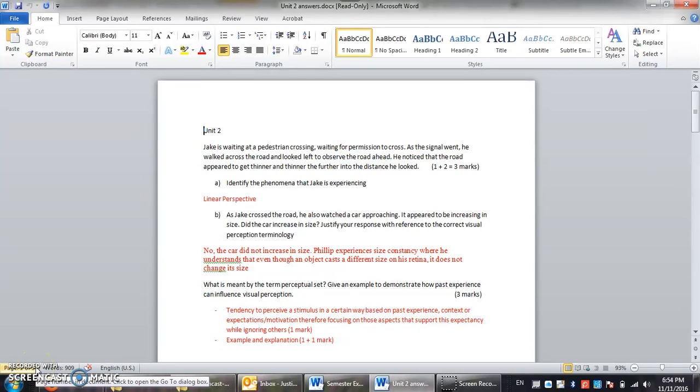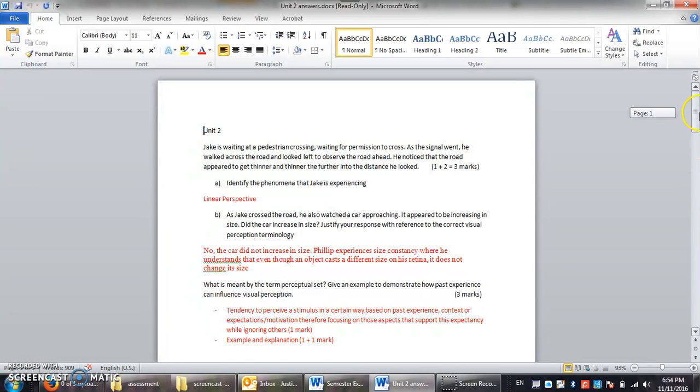Alright fellas, so now we're at question number 9. Jake is waiting at a pedestrian crossing, waiting for pedestrians to cross. As the signal went, he walked across the road to the left to observe the road ahead. And as the road appeared to be getting thinner and further into the distance, he looked. That is linear perspective, A.